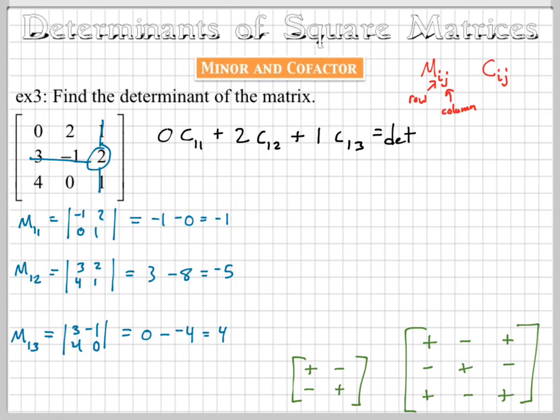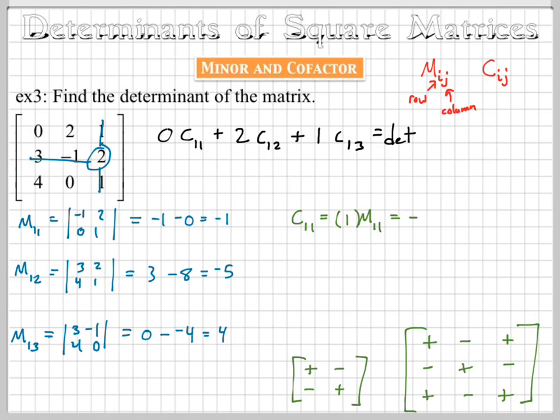Now, to find the cofactor, this is what you have to do. For the cofactor of row 1, column 1, we're going to take the minor of row 1, column 1, and multiply it by either -1 or +1. So how do I know if I multiply by -1 or +1? You look at this. What's that? +1, so it's a +1. So our cofactor for row 1, column 1 is just -1, because look, the minor is -1.